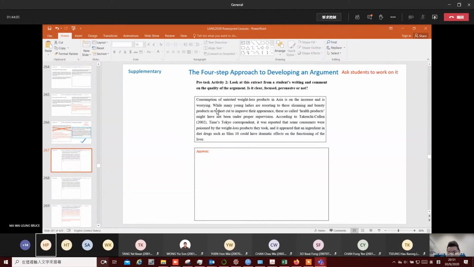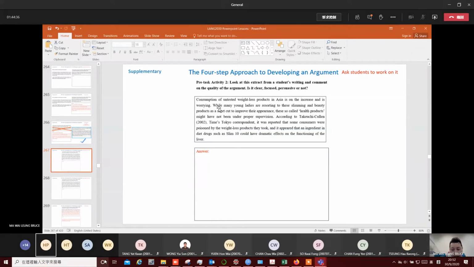What should we do in the first sentence of the first paragraph? Also, what should we do in the first sentence of every single paragraph? Topic sentence. The topic sentence has to be something with your opinion. You should have factual information. Yes, this is your opinion. Consumptions of untested weight loss product is on the increase and is varying. We see the idea here. Your own opinion, okay, on the increase and varying.